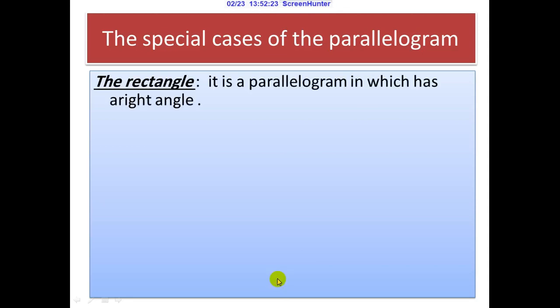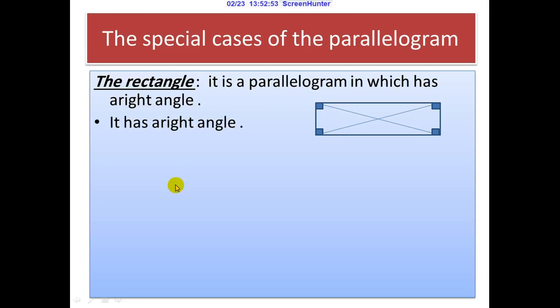The first shape here will be the rectangle. What is the rectangle? It is a parallelogram which has a right angle. If we have a parallelogram and there is one right angle, it will be changed into a rectangle like that. But does the rectangle have only a right angle, or is there another property here? Yes, we are going to talk about this property.